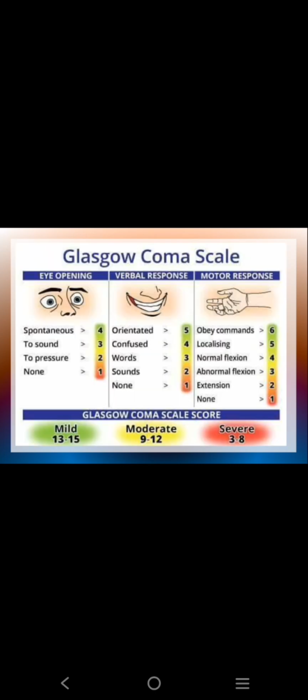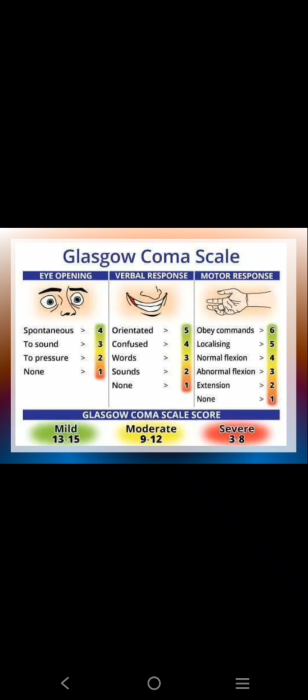Next, we can look into the Glasgow coma scale. That is, the patient is unconscious and we have to look at how deep he is in the comatose stage. The grading is like this. In the case of mild, the points will be 13 to 15, for moderate it will be 9 to 12, and for severe it will be 3 to 8. In that, we are mainly looking at three types of response. That is eye-opening response, verbal response, and motor response.